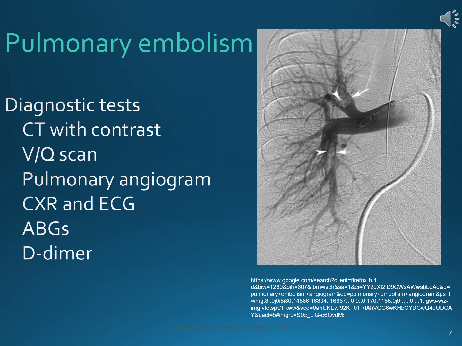A D-dimer is an interesting test. You get a result in about an hour. So if you suspect a pulmonary embolus, it's a blood test, and what it looks for is fibrin fragments that are left over from thrombus formation, and it can help rule out a pulmonary embolus. So if you have somebody who's got sudden dyspnea with no apparent cause, you draw a D-dimer, and it can be available in an hour.